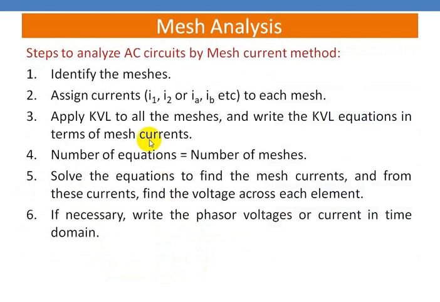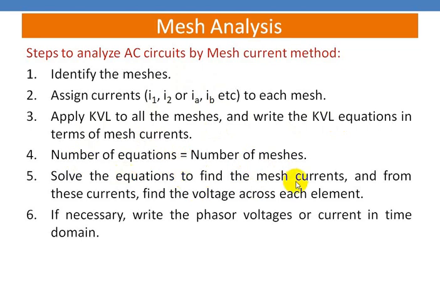Coming to mesh analysis. The steps to analyze AC circuits by the mesh current method: you have to identify the meshes, then assign currents to each mesh like I1, I2. I1 indicates current in mesh 1, I2 indicates current in mesh 2, or you can give names as IA, IB, current in mesh A, current in mesh B. Then apply KVL to all the meshes and write the KVL equations in terms of mesh currents. The number of equations should be equal to the number of meshes. If there are 3 meshes, write 3 equations.